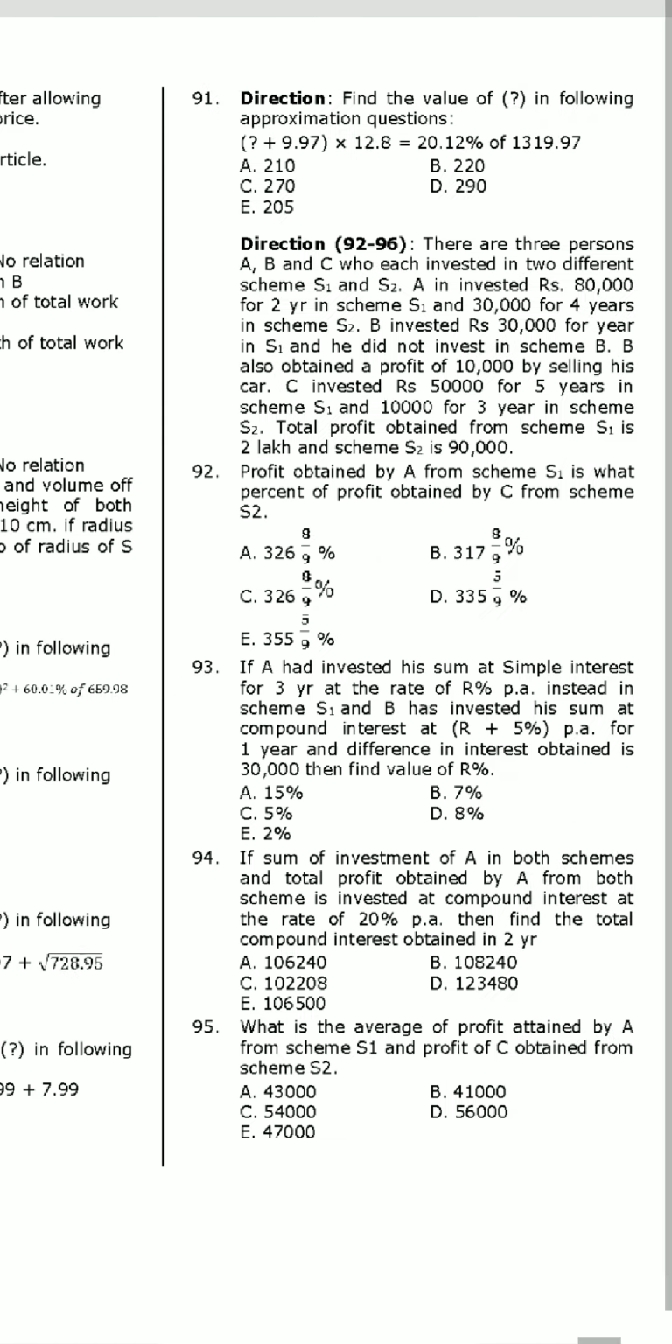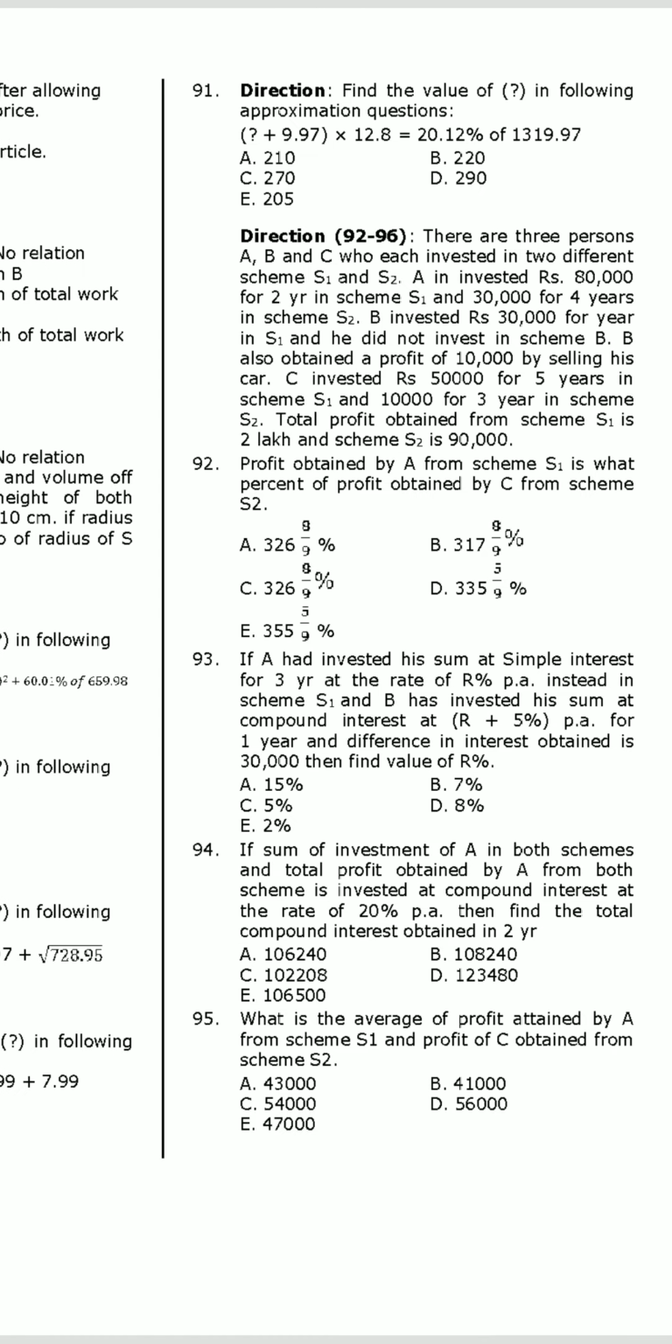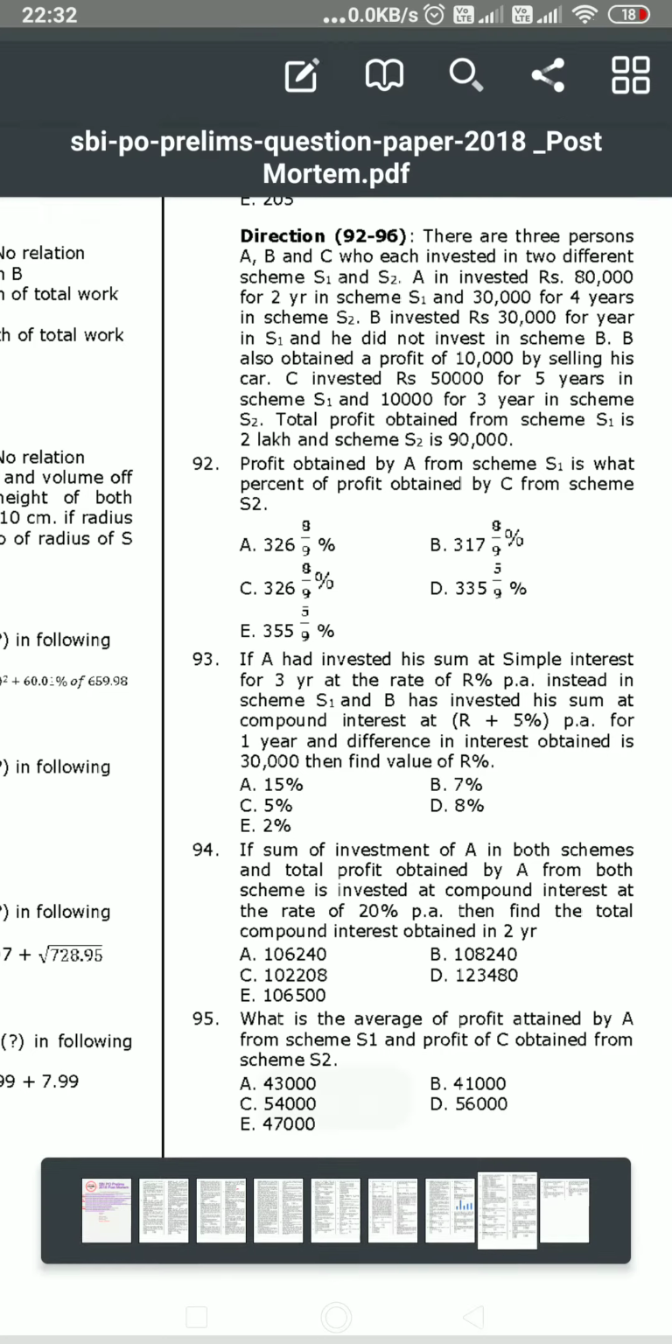And 92 to 96, if you see, there are 3 persons A, B, C who invested in 2 different schemes. So basically this is an investment, profit and loss kind of problem, and on this we have 5 questions, 92, 93, 94, 95, 96. For this your maths should be fast. You should be very good at speed maths. You should have speed in logical reasoning, and speed in quantitative ability.